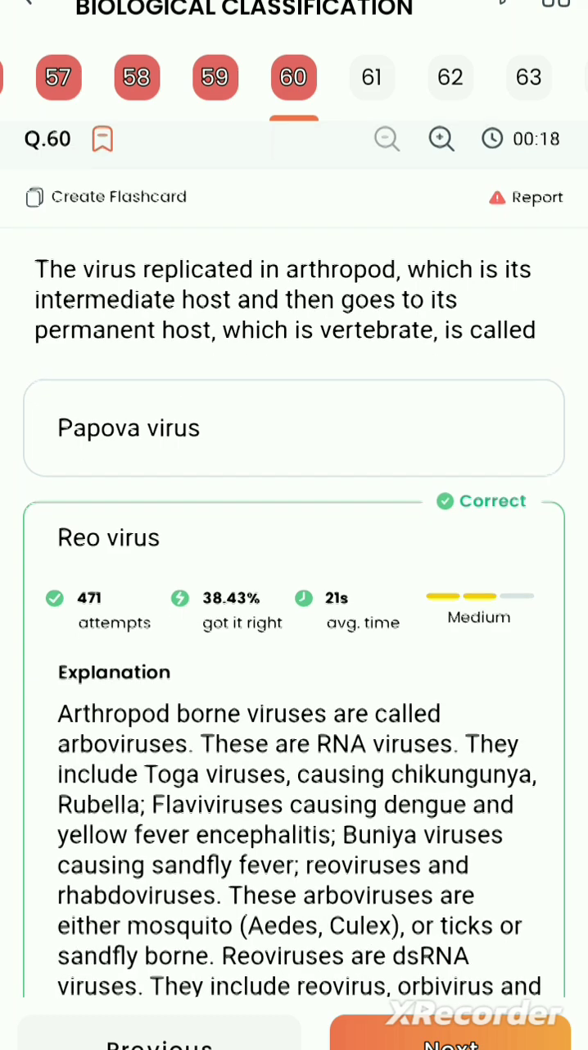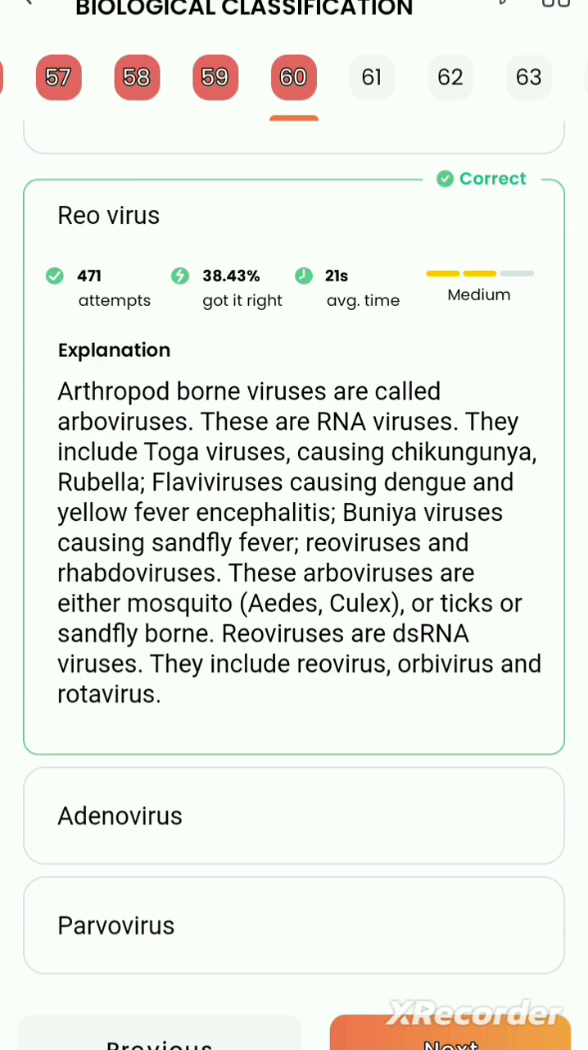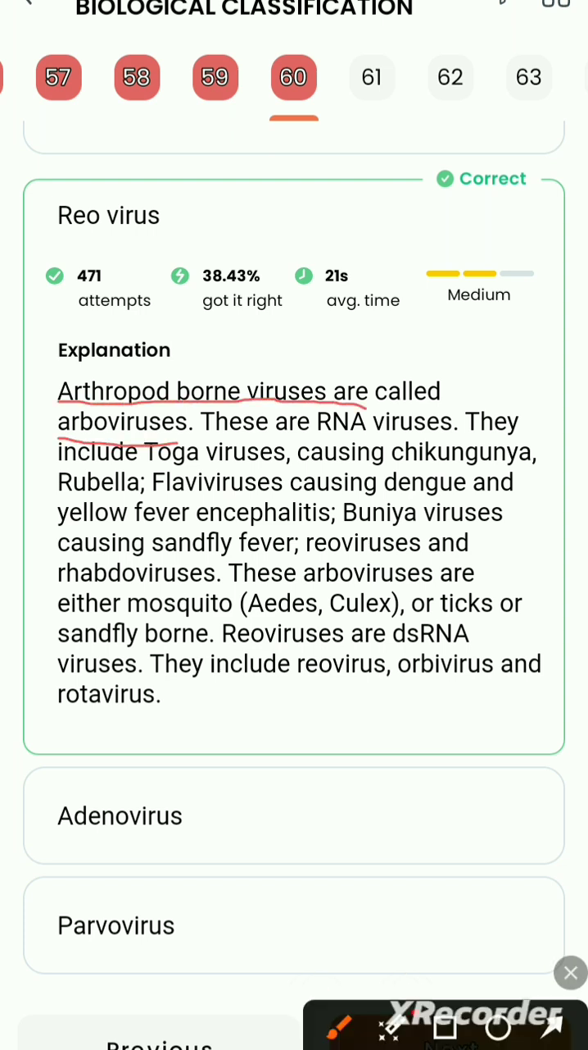So which virus is the Reo virus? Also, this is called as arthropod borne virus, arbovirus. These are RNA viruses. There are lots of viruses, well known as chikungunya and the rubella viruses, we all know, and the flavivirus. We have different types of viruses, right? That is togaviruses. See here, togavirus, example chikungunya, rubella. Flavivirus: dengue, yellow fever, encephalitis. Next one is here the Bunyavirus, that is sandfly fever, Reo virus and rhabdovirus.